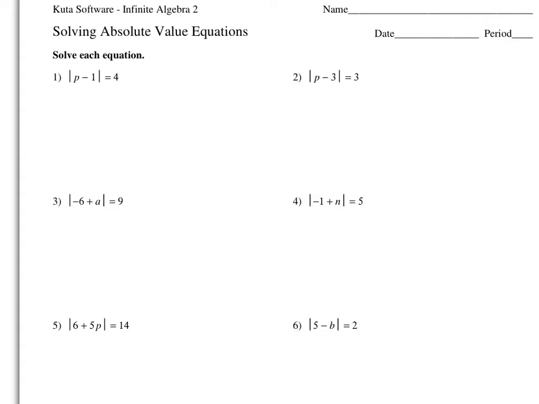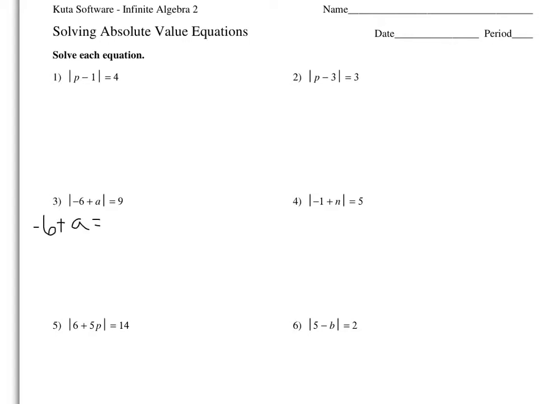Okay, today we're going to solve absolute value equations. In order to solve an absolute value equation, you have to make sure first the absolute value is by itself. So let's look at, say, number 3. Number 3, the absolute value is by itself. So once it's by itself, you can separate it into two different problems to get rid of that absolute value.